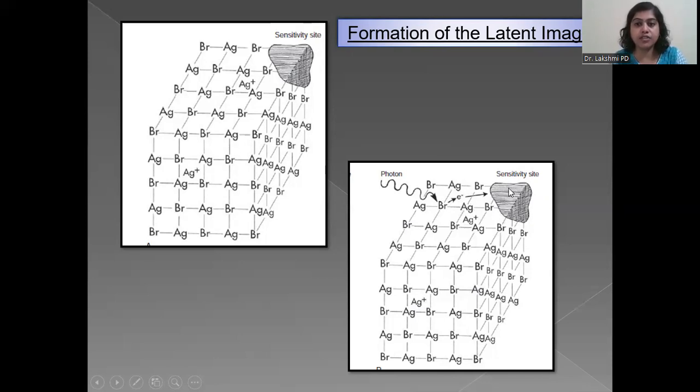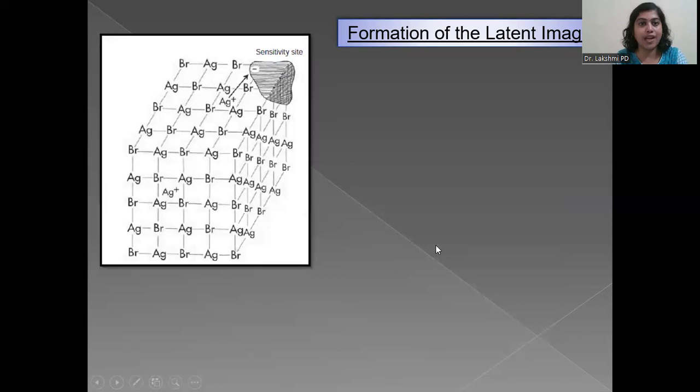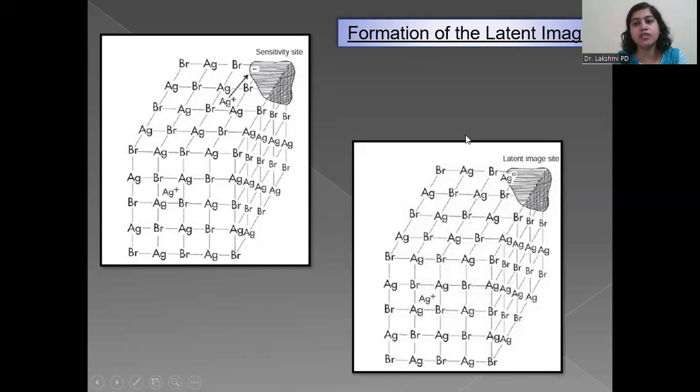Once a lot of electrons get deposited on multiple sensitivity sites, all these sensitivity sites get a negative charge. Ultimately, these negatively charged sensitivity sites will attract these freely moving interstitial silver ions, which are present within the spaces of the crystal lattice, and will lead to the formation of neutral silver atoms in this sensitivity site. So once a sensitivity site has a neutral silver atom deposited, it gets converted to a latent image site. These reactions happen multiple times, and a single crystal might have multiple latent images formed.